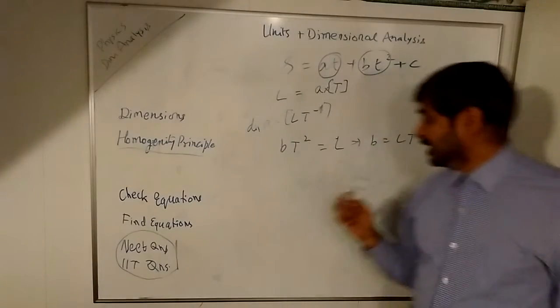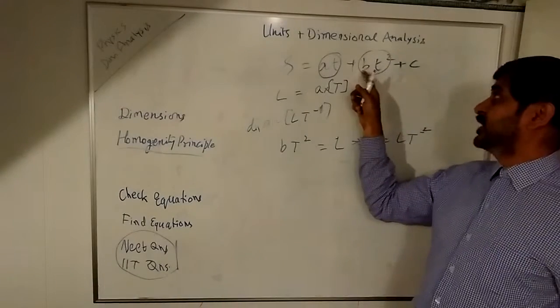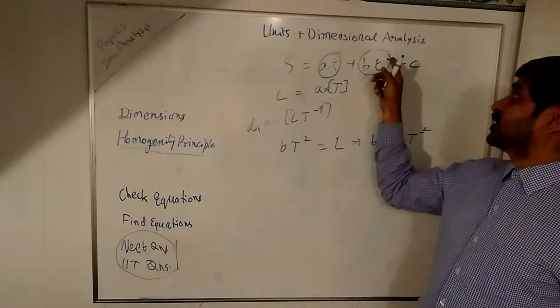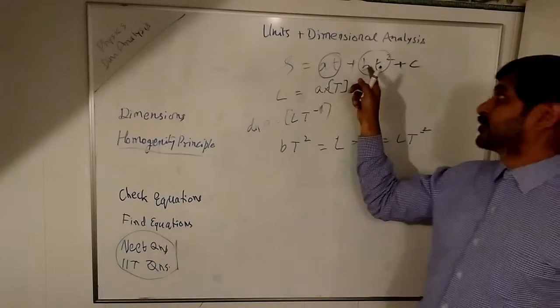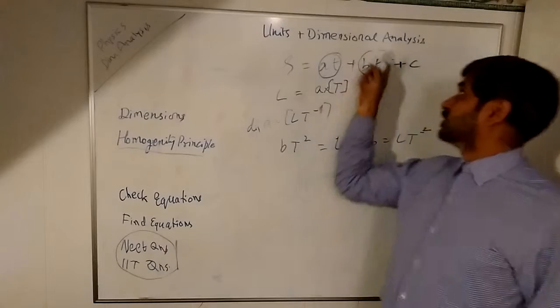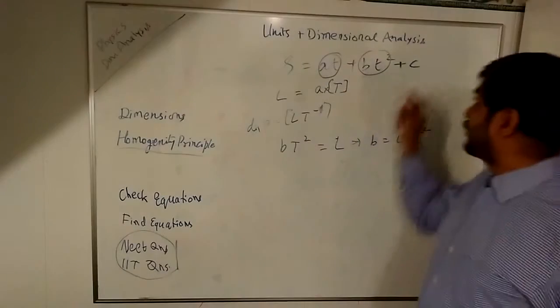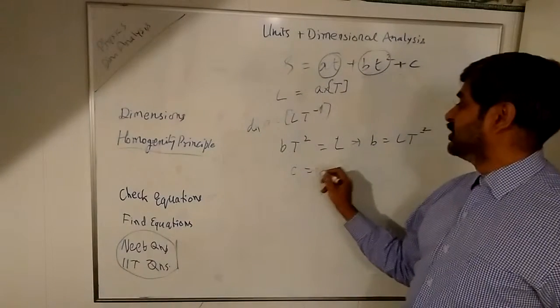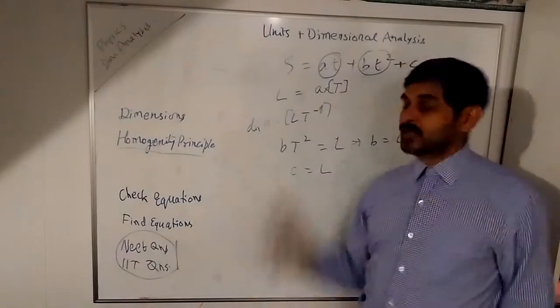You can verify it. Substitute LT to the power minus 2 here, T to the power 2 and T to the power minus 2 cancel, and the dimensional formula of this whole thing becomes the dimensional formula of S. And finally, the dimensional formula of C will be equal to L, the same as S.